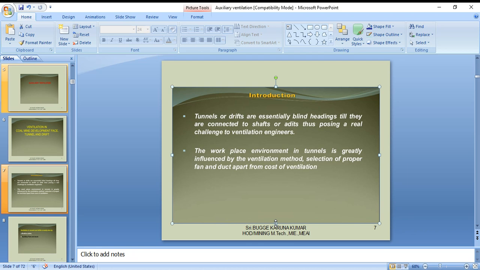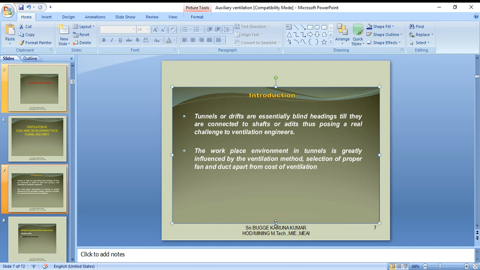Why? Because a tunnel serves as a continuous passage from end to end. An adit is also used in the same way. Similarly, there are blind headings, particularly in longwall panel systems. In such places, air cannot pass effectively. That is the real challenge for ventilation engineers: to maintain sufficient quantity of air to the tunnels and also shafts.